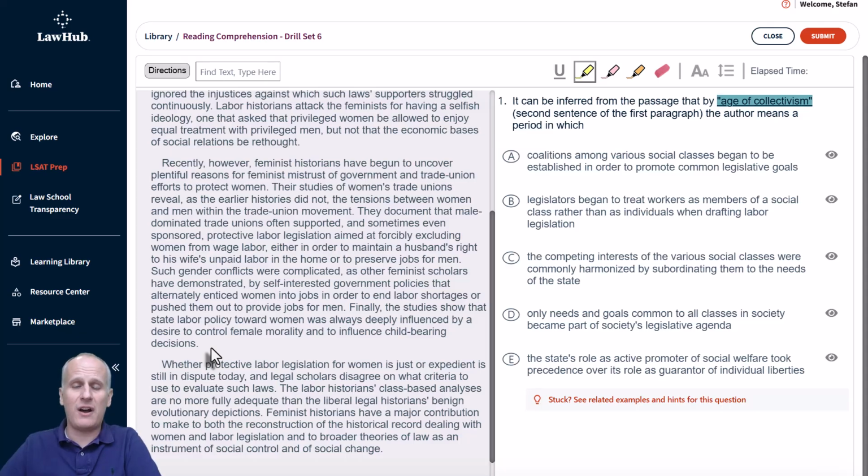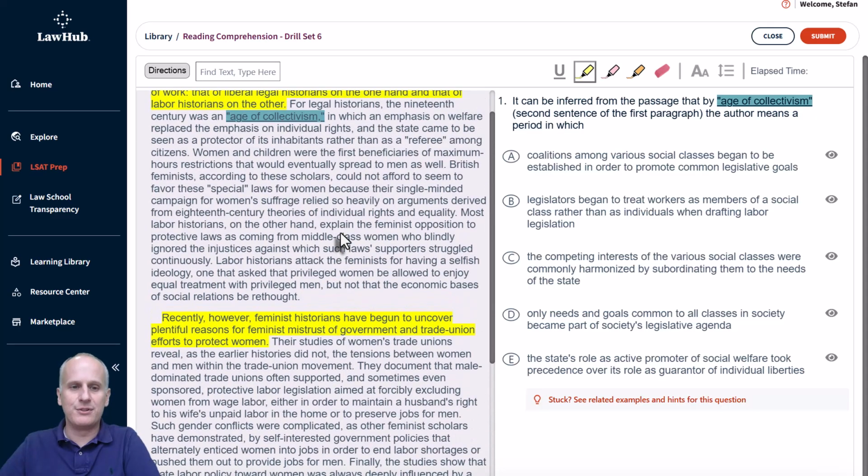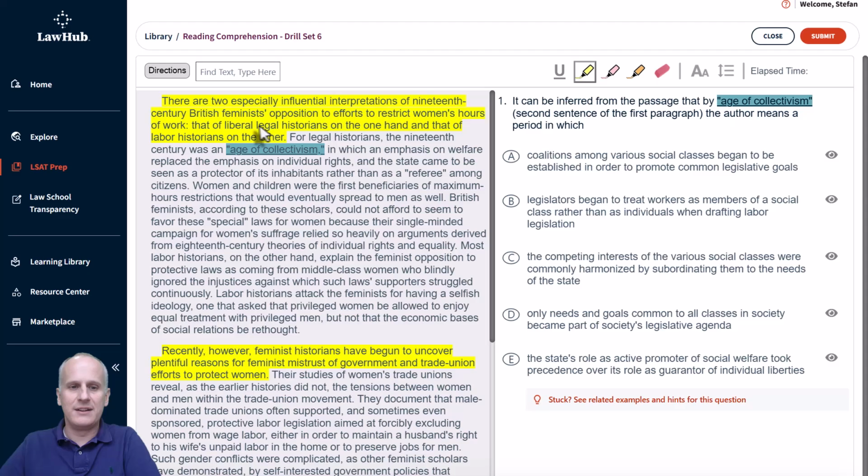similar to the structure of the first paragraph, we get a new position from feminist historians, and we want to highlight this topic sentence as well. And we, again, probably don't want to highlight anything else to avoid overemphasizing something preemptively, not knowing what the questions are going to be focused on. But here we're going to get the position of feminist historians as opposed to what we had up top, which was interpretations from liberal legal historians and labor historians.